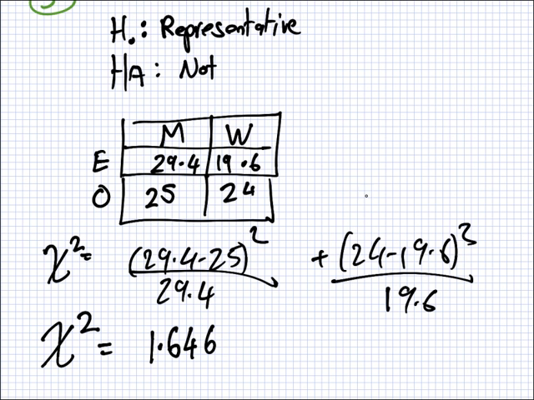Now, how many degrees of freedom does this problem have? So what is the value in the table book for a degree of freedom of 1 on the chi-squared table, please?